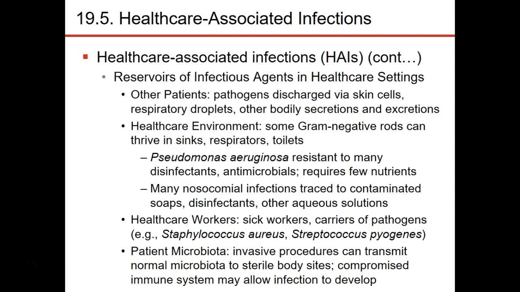So what spreads HAIs? Typically, it's either the patient's own body microbes or it's other patients. So remember, in hospitals or in other healthcare environments, you're going to have a lot of immunocompromised patients. And there will also likely be more microorganisms because a lot of these patients are sick with different microbial diseases.